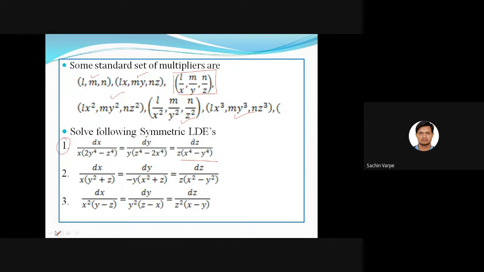There are three ratios, right? dx upon p, dy upon q, and dz upon r. So p, q, r are the denominators of these ratios. What we do is select l, m, n such that when I multiply by l, m, n to these ratios, I get the addition to be 0.